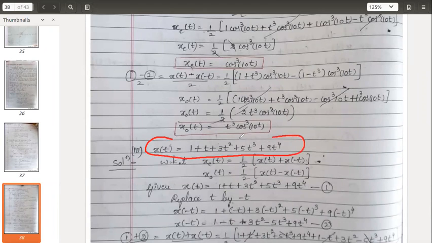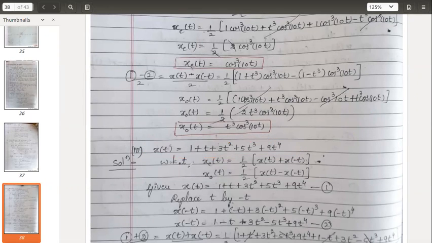x of t equals 1 plus t plus 3t square plus 5t cube plus 9t to the power of 4. If you see how many terms there are: 1, 2, 3, 4, 5. So out of 5 terms, you have to identify how many are even and how many are odd.